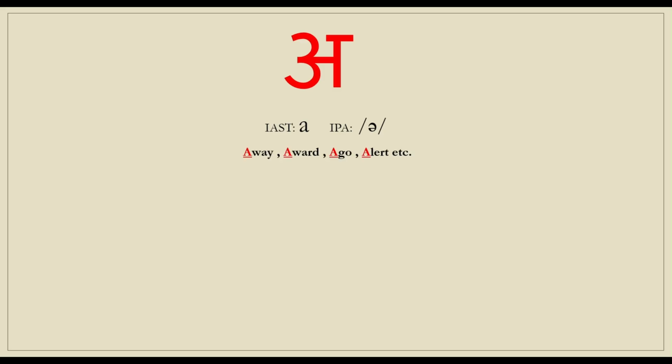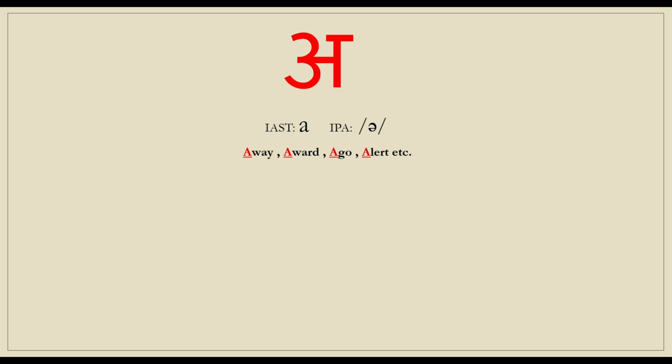The first Sanskrit vowel is a, in IAST represented by a simple a, and in the International Phonetic Alphabet it is known as schwa, often represented by an inverted e. In Sanskrit, it is of great importance because every consonant carries this short sound implicitly unless marked otherwise. So this sound should be absorbed by our minds completely. We can understand this sound by some English examples such as away, award, ago, and alert. This sound is the same as the Sanskrit a.